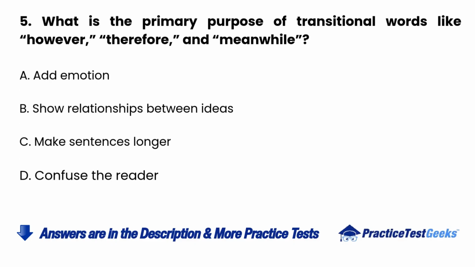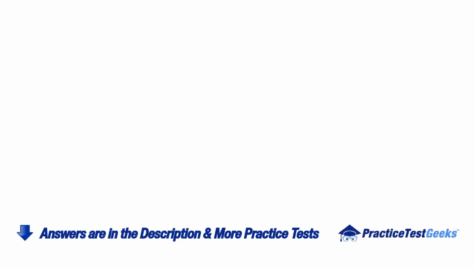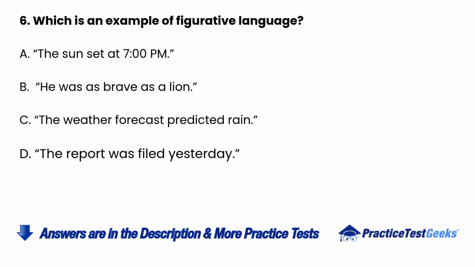5. What is the primary purpose of transitional words like however, therefore, and meanwhile? a. Add emotion. b. Show relationships between ideas. c. Make sentences longer. d. Confuse the reader.